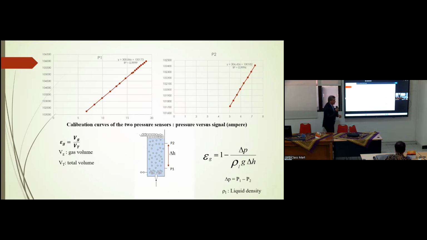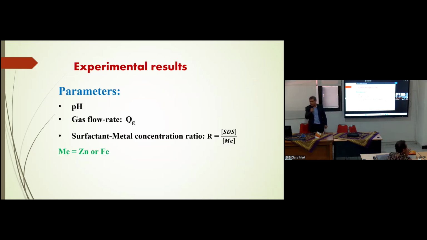And we can have a relationship between the presence of gas, this is the percentage of gas, 5%, 10%, with the pressure drop, P1 minus P2, okay? This is the density of liquid, g, and the distance between the two probes. So you have an idea about the quantity of gas. This is important for flotation, okay? And I will show you some examples.